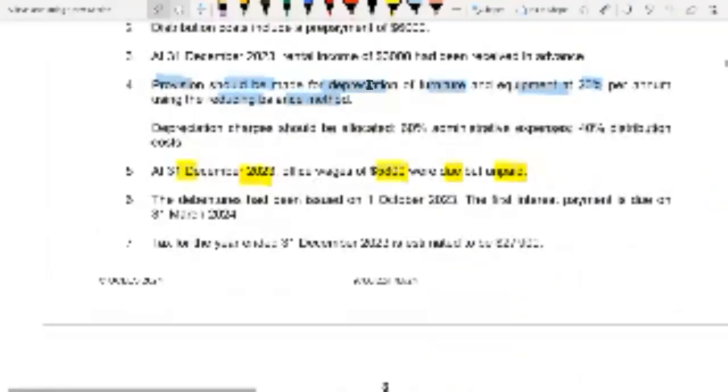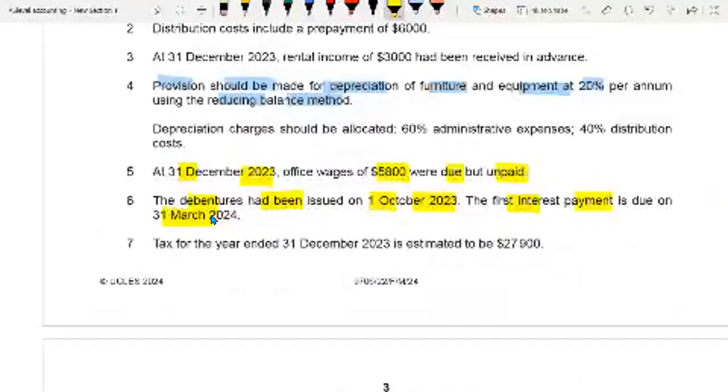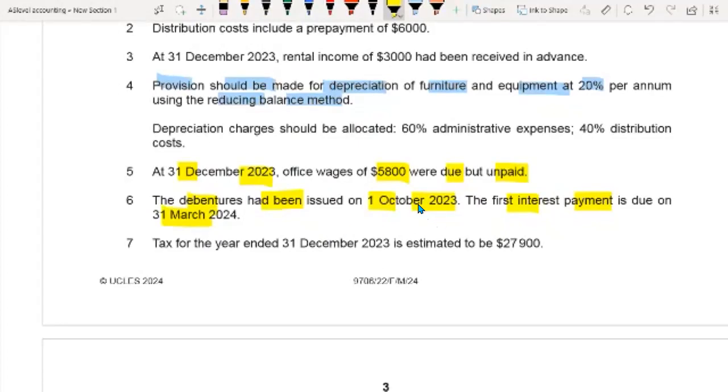Okay. So if you see the finance cost, the debentures had been issued on 1st October 2023, and the first interest payment is due on 31st March 2023. So basically, the first payment is due, which we are supposed to pay on 31st March. But whether we pay this after 3 months, 4 months, or maybe 6 months, if this is a part of your current year, it means it is a year-end expense, so we have to add it in the current year's income statement. It means in the profit and loss statement.